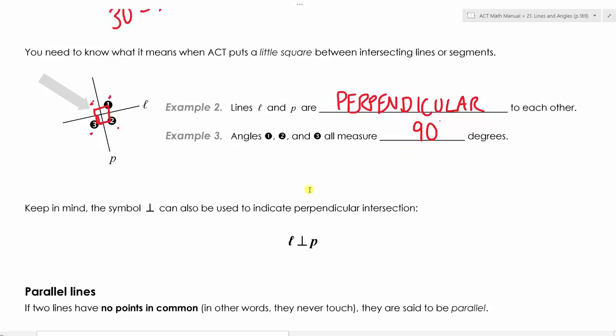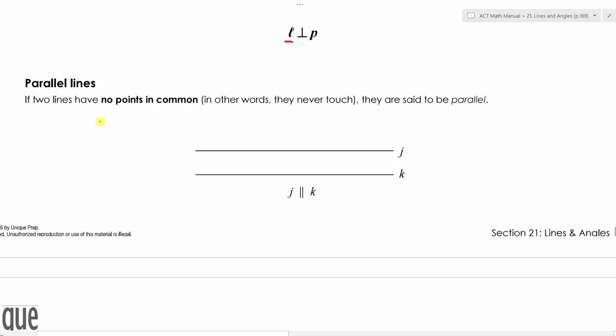The perpendicular symbol, yes, you can see that little sort of square thingy between two lines. You can also see perpendicularity expressed with this symbol. So if a question says L and then that symbol and P, it's telling you the same thing that this figure is telling you, that L and P are perpendicular. Parallel lines have no point in common. They never touch. They also, we'll talk about this later, have the same slope as each other.